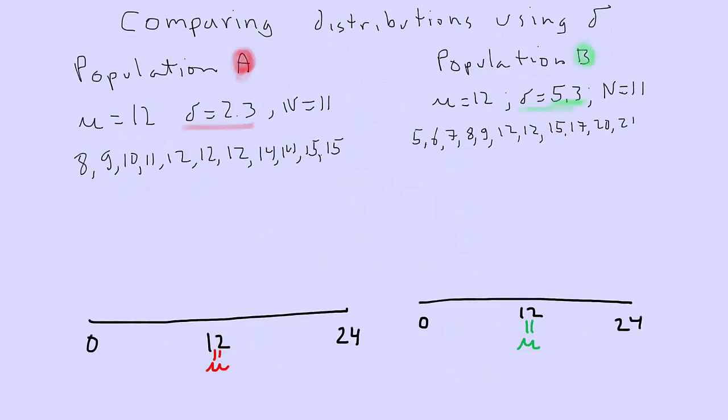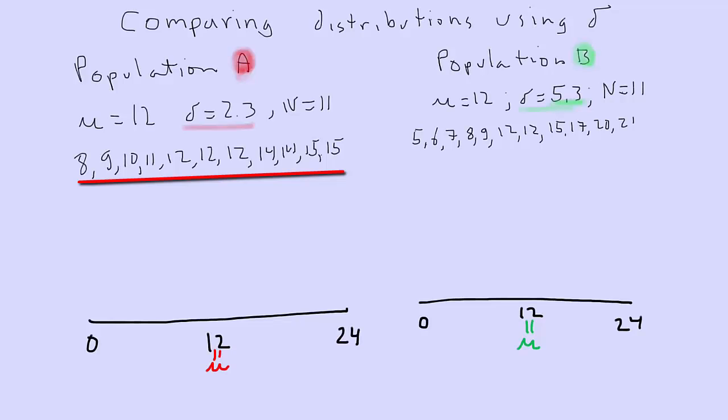Let's look at a comparison of two distributions using only the standard deviation, meaning that the standard deviation will be different. Everything else will be the same. To the left we have population A. Population A has a mean of 12, sigma 2.3, and N equals 11. And these are the 11 points here.